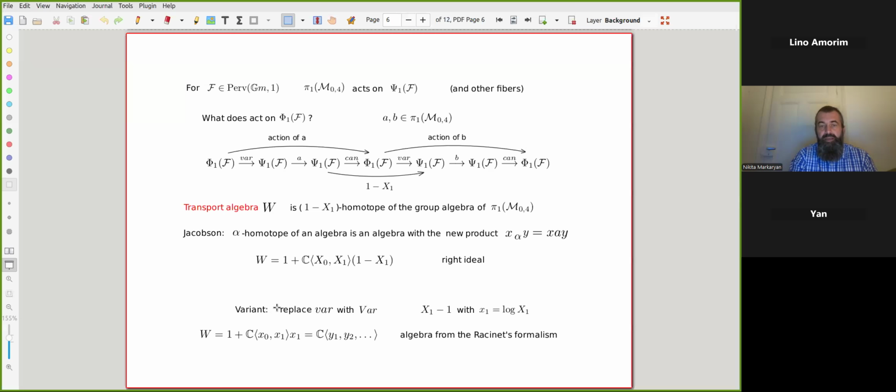And we have another version of this algebra. There's another version of the can-var formalism, with another version of var, such that can var is now not x1 minus 1, but the logarithm. In this case we get this algebra, which is exactly the algebra from the definition of the Rosenko formalism. So this is the first character of our story. This is the transport algebra, which acts on vanishing cycles.